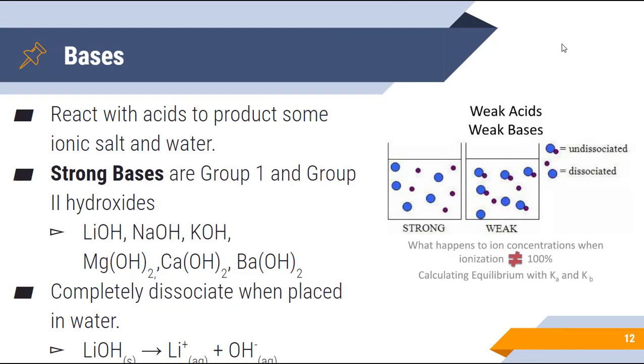Let's talk a little bit about bases. Bases react with acids to produce some ionic salt and water. Keep in mind, acid plus base always yields salt plus water. Your strong bases are group 1 and group 2 hydroxides. So group 1 and group 2 are your alkali metals and your alkaline earth metals on the periodic table. When they are combined with a hydroxide anion, they are a strong base. These are the only strong bases you will encounter. All of the rest of them are weak.